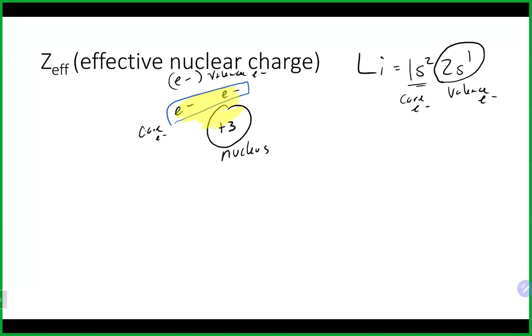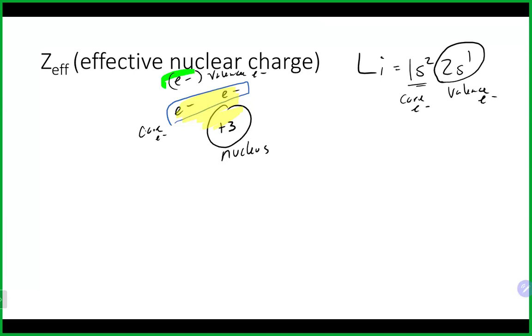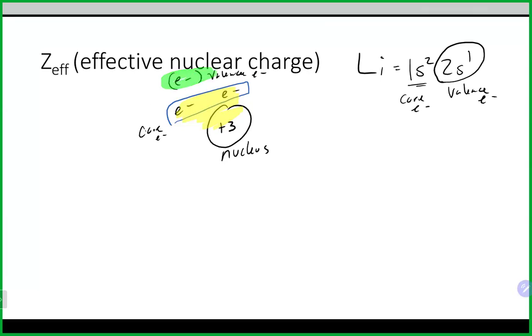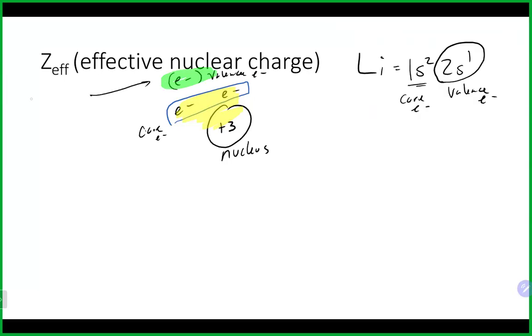But what happens with our valence electron when it is on the outside here is it experiences what is known as shielding. So this valence electron experiences shielding. What is happening in this case is that the valence electron is shielded by those lower energy electrons from the full force of that positive 3 charge. So that outer electron, because these other electrons are sort of in the way, doesn't feel the full brunt of that positive 3 charge coming at it.